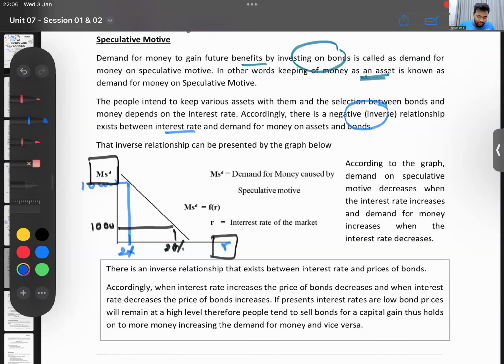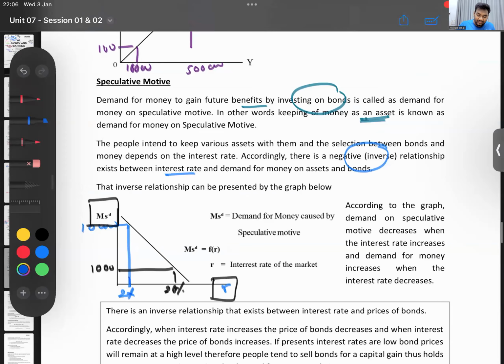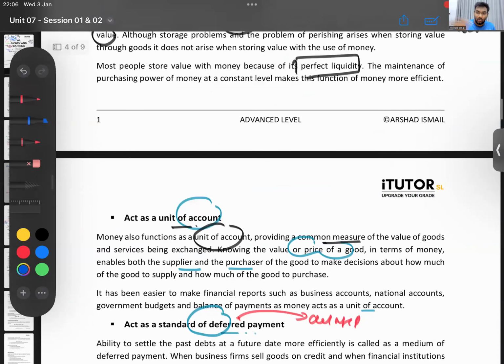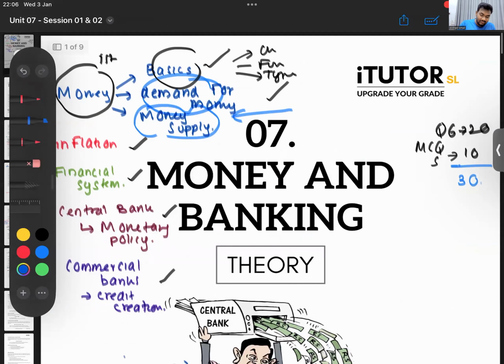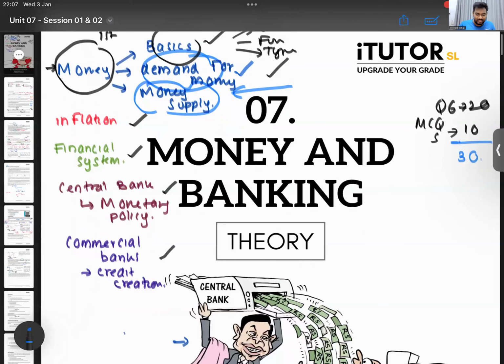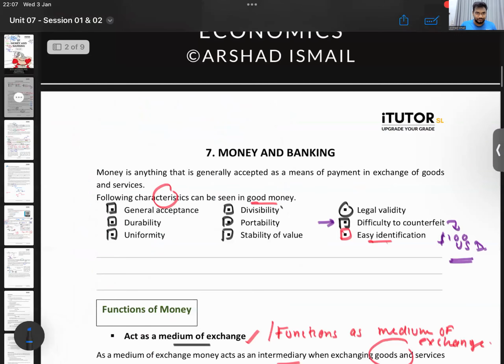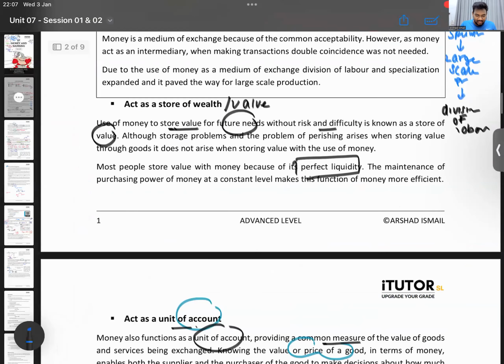So far, what did we do? If you look at the overall unit, we are done with the basics. We are done with demand for money. So we have supply of money, then money is done. After that, we have inflation. I'll see if I can share the notes that I have scribbled also. So with that, we can call it a day.